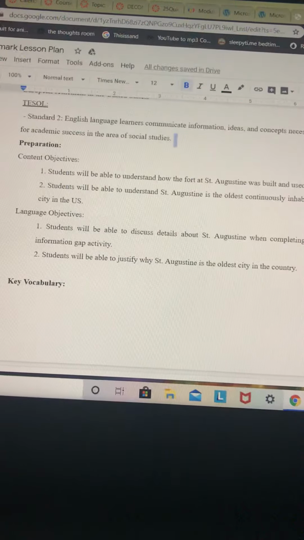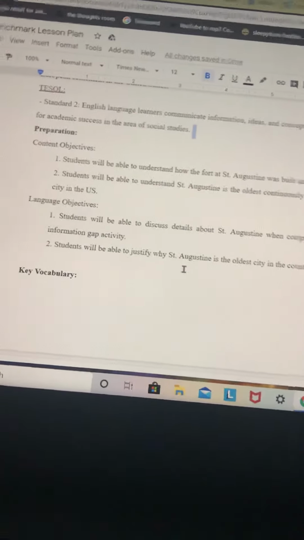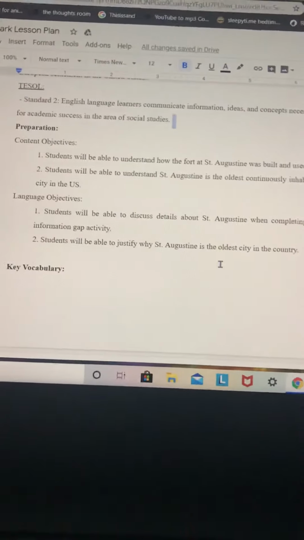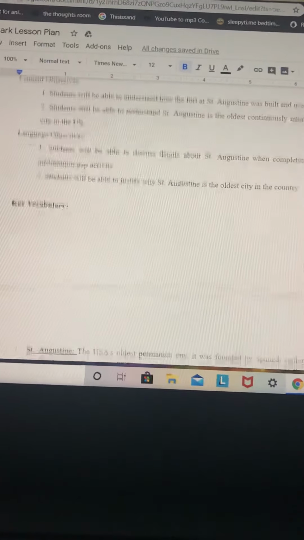And then language objectives are discussion of details about St. Augustine when completing an information gap activity, and students being able to justify why St. Augustine is the oldest continually inhabited city in the country. I need to change that.